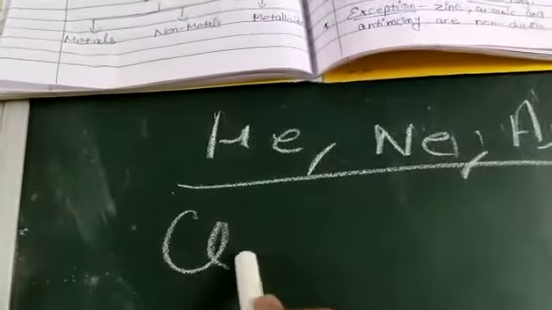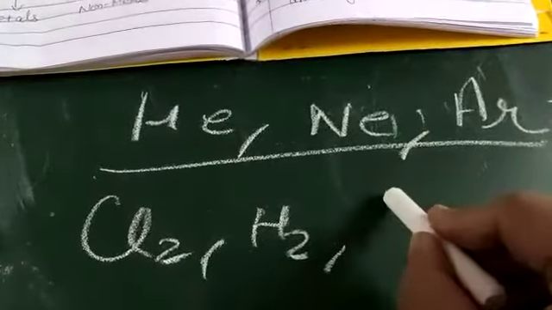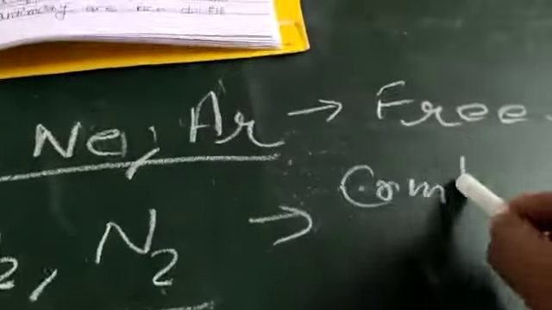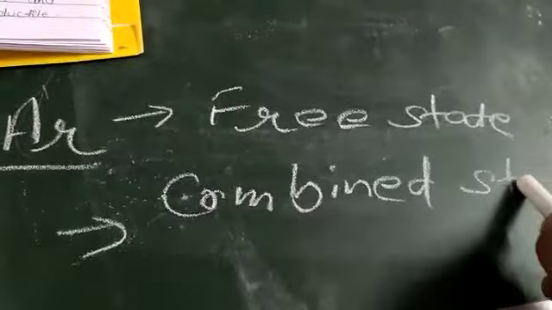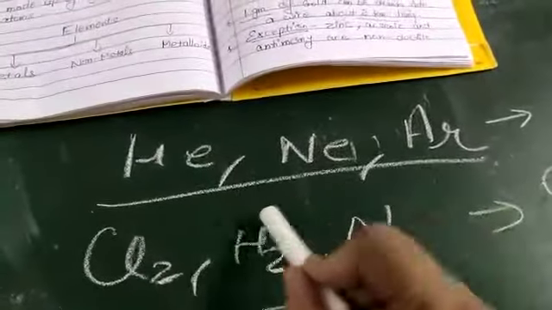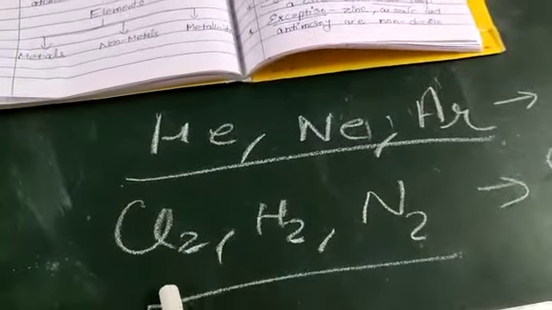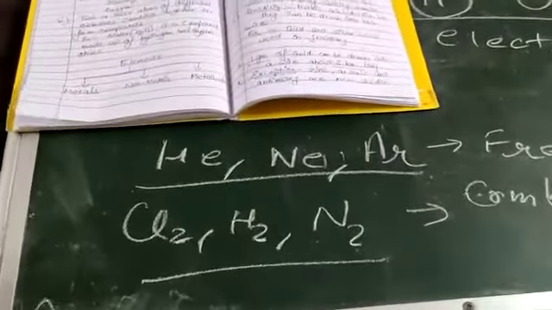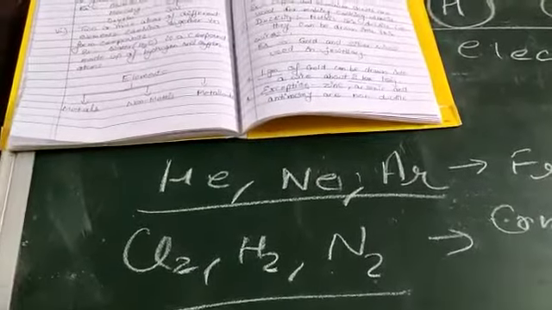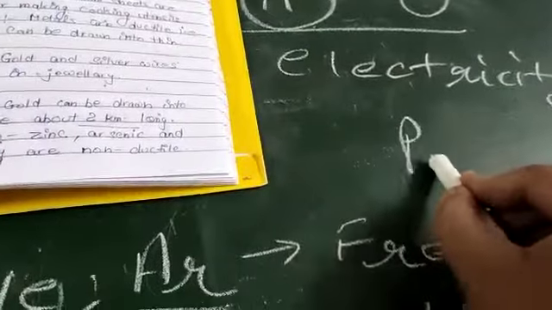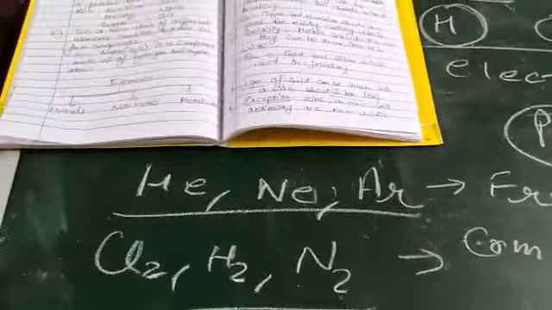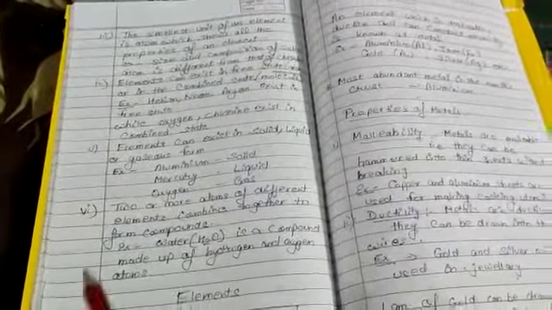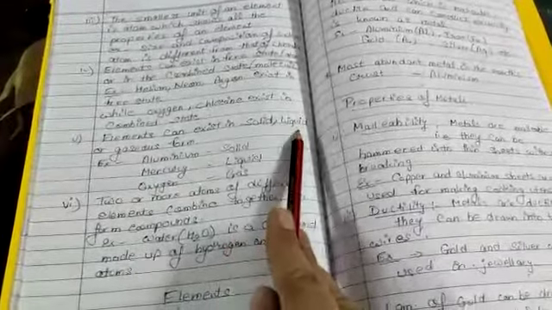But chlorine, hydrogen, nitrogen, these are gases and they are present in the combined state. Clear? Noble gases are present in the free state and these gases are present in the combined state. Many other elements are also present in the combined form, not only gases. Phosphorus is present as P4. They exist in nature in that form. Clear?